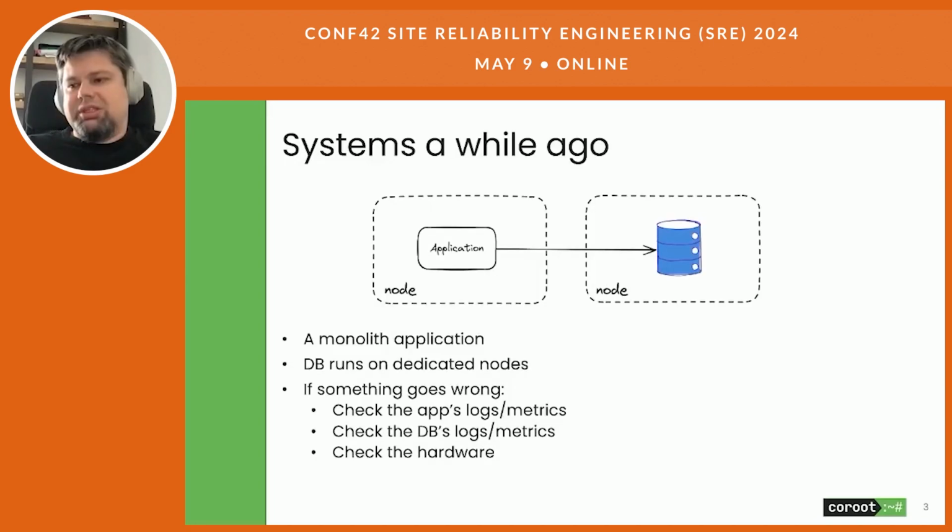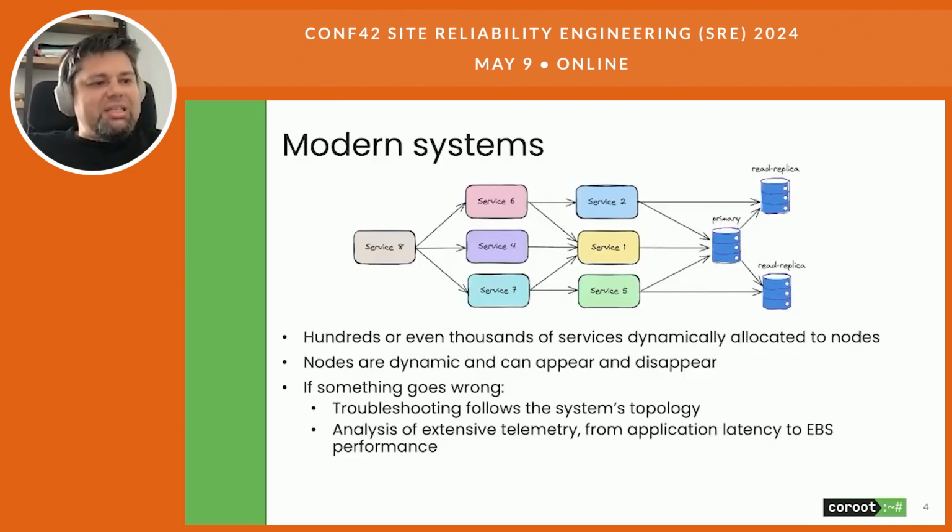A while ago, systems and web applications were much simpler than today. Usually it was a dedicated node with applications, maybe a few replicas of the application, and a dedicated database. Pretty simple. If something went wrong, you just needed to analyze logs of the application, maybe metrics of the application, or database metrics and logs. That's it. Pretty simple. Now, systems are getting more and more complex.